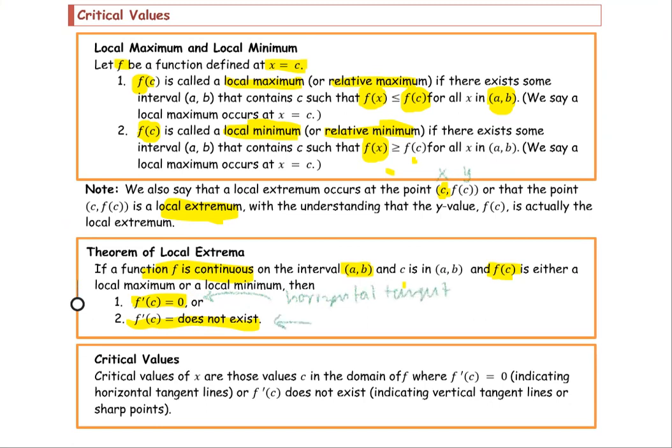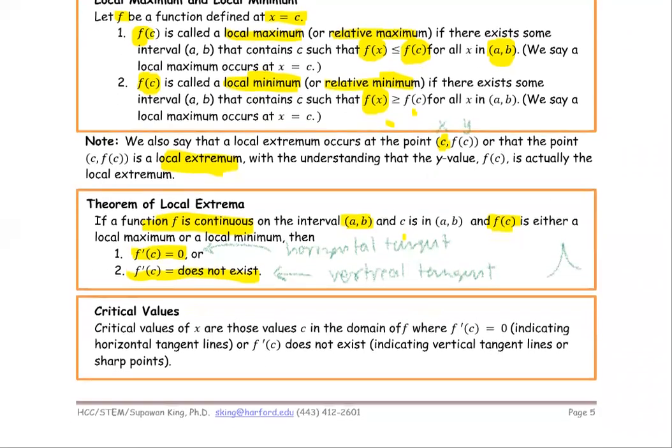And the second case is the case of the vertical tangent. Recall the slope of the tangent line is the derivative. So basically, when you see the graph turn, you have the horizontal tangent, and the derivative is going to be 0. And for the vertical tangent, in the case that the graph changes suddenly, you have a corner or a cusp, or a peak within the graph. At that peak point the derivative doesn't exist. In that case, we still consider that the local max or local min occurs at that point.